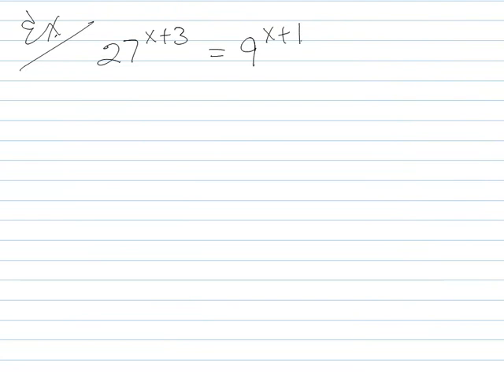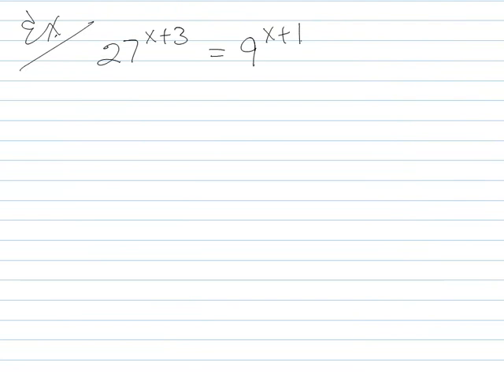So this isn't so bad, right? But wait, we'll make it funner. All right, this is how you make this problem funner. Say we've got 27 to the x plus 3. Now you're already excited, I can tell. Equals 9 to the x plus 1. Okay? Now this is where it gets a little bit more dicey.